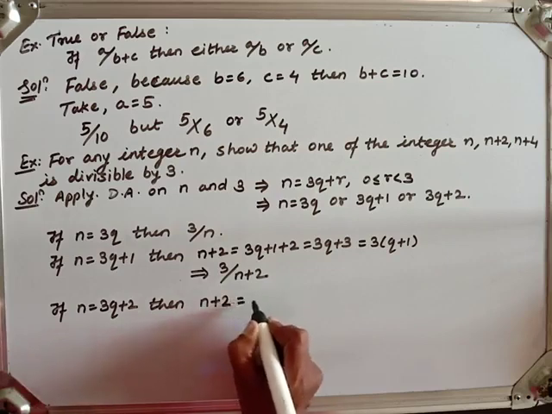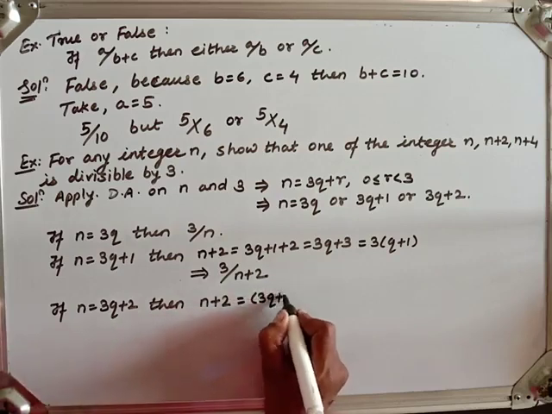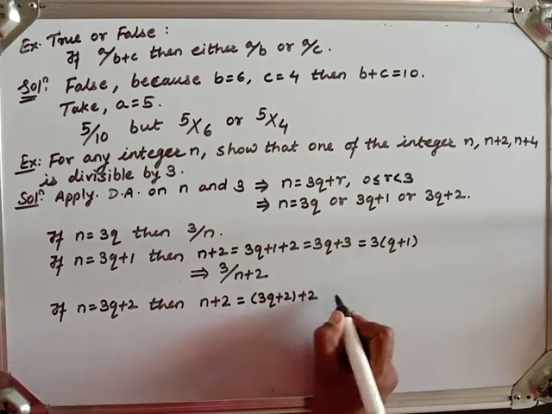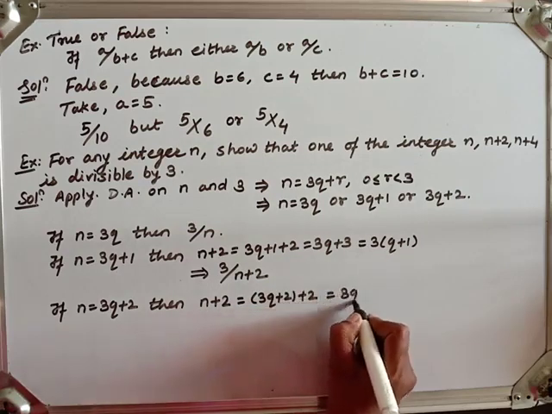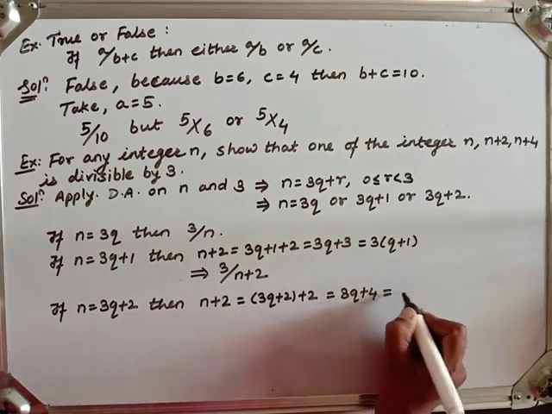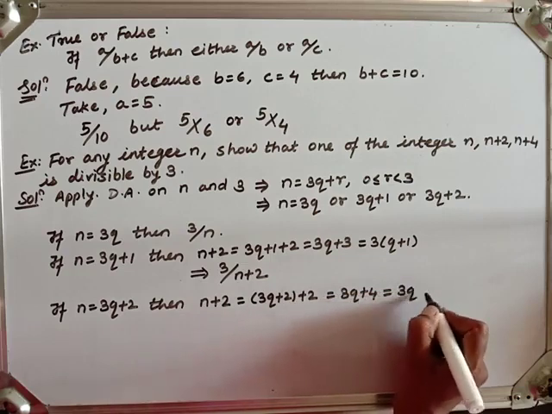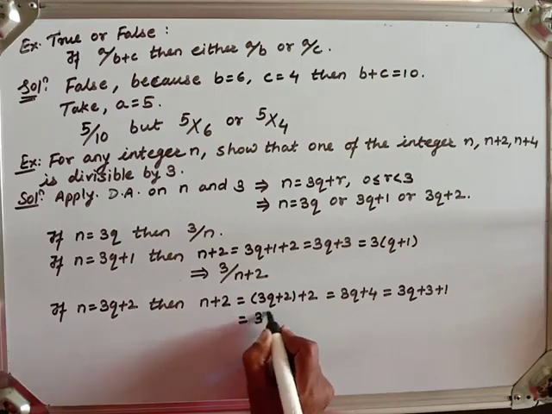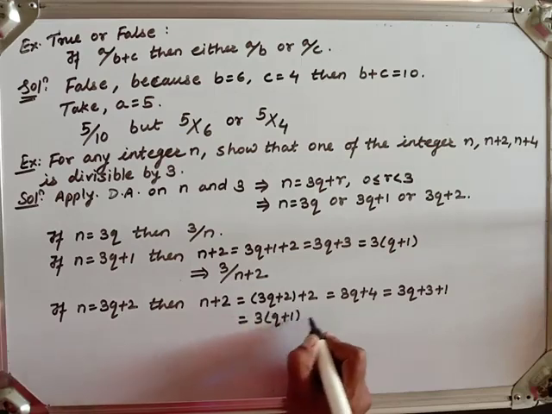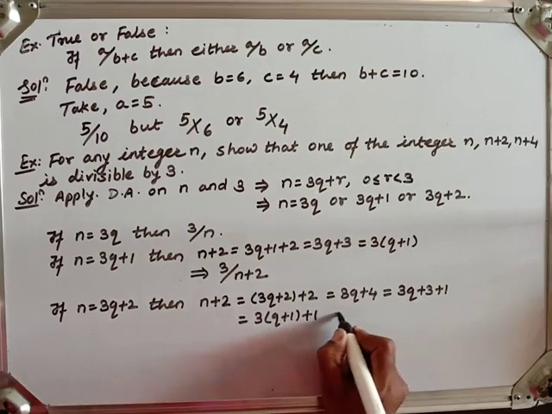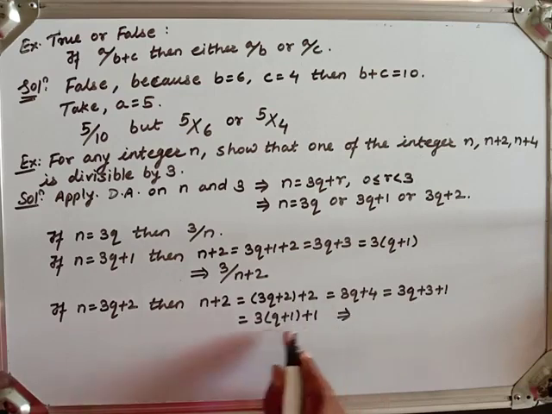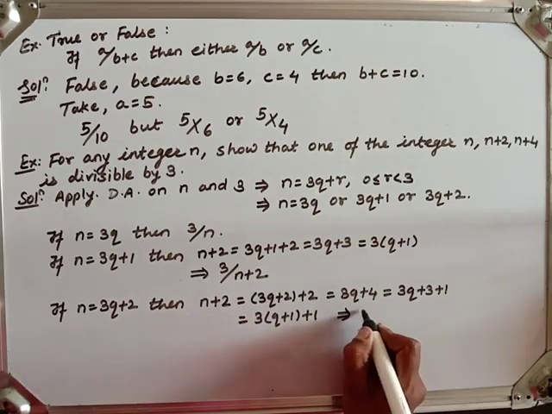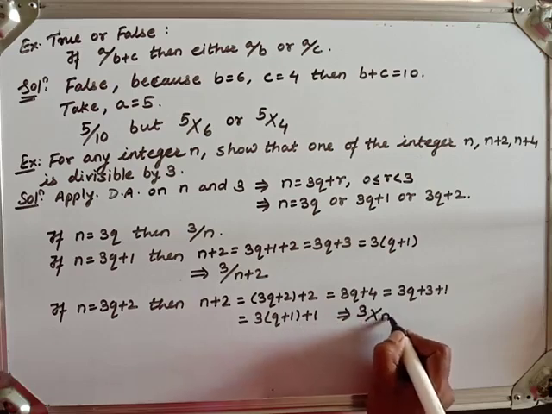Let us check that. N plus 2 will be 3q plus 2 plus 2. So it will be 3q plus 4. So it will be 3 into 3q plus 3 plus 1. So it is 3 into q plus 1 plus 1. So the remainder is non-zero here. So what does it say? Here 3 doesn't divide n plus 2.